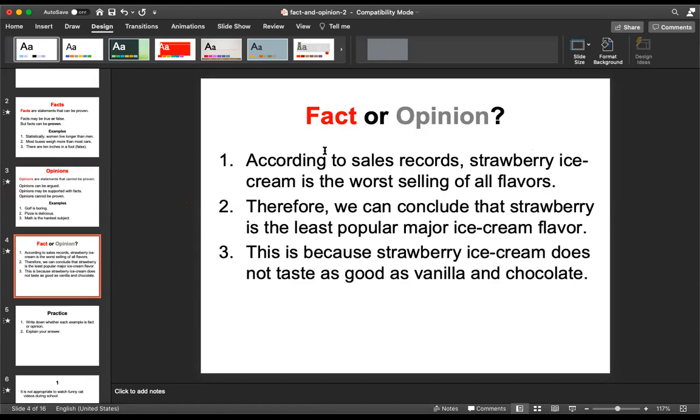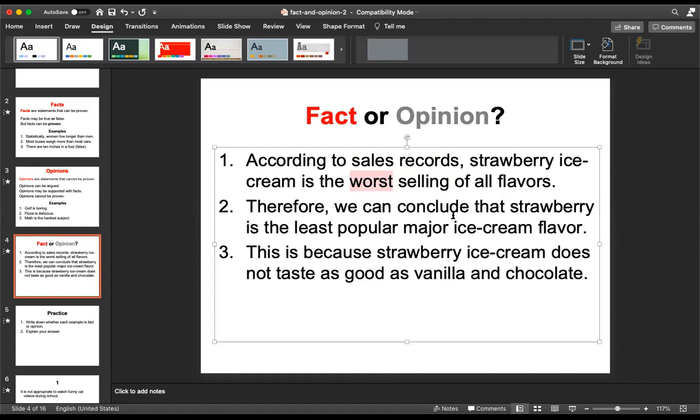Let's look at fact or opinion. You're gonna help me out with this, so if you would unmute yourselves. According to sales records, strawberry ice cream is the worst selling of all flavors. Fact or opinion? Opinion. It's a fact. So this is going to be a fact because we're looking at sales records, and this is the tricky word here, because if it said worst tasting, then yeah, that's an opinion. This is a fact only because we can see and do like a bar graph or something like that to see which flavors do not sell well, okay?